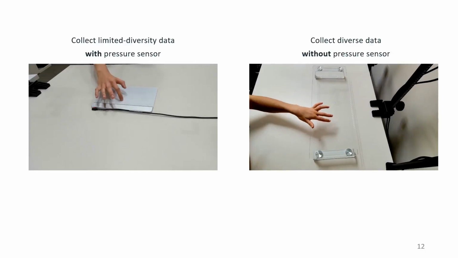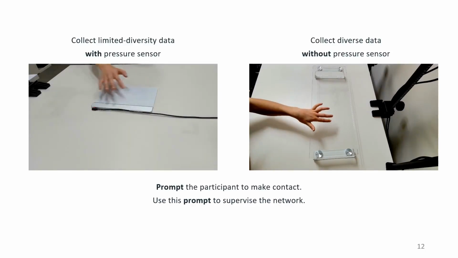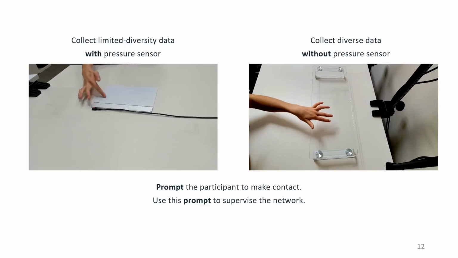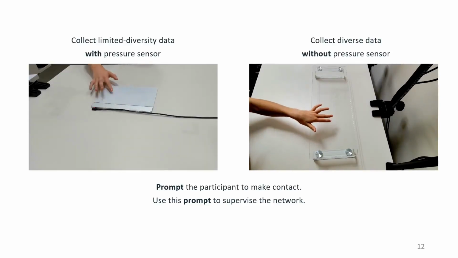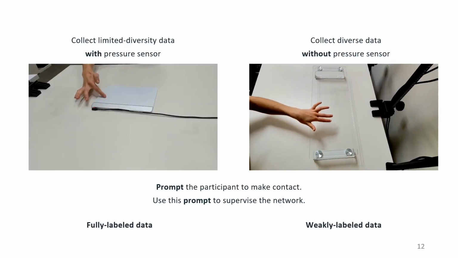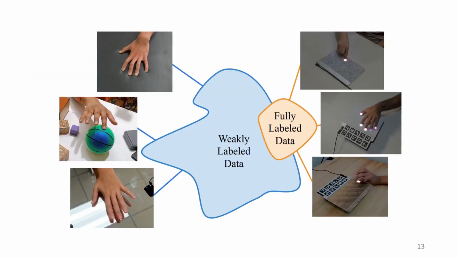First, we collect a limited amount of data with the pressure sensor, similar to prior work. We also collect a large amount of data without any pressure sensors. We prompt the participant to make contact with the object and then start recording data. Since we know that the participant is touching in this data, we can use this prompt to supervise our network. We call the type of data with the pressure sensor fully labeled and the data without weakly labeled. We can only collect a limited diversity of fully labeled data. However, since we don't have any restrictions when collecting weakly labeled data, we can collect a wide diversity.